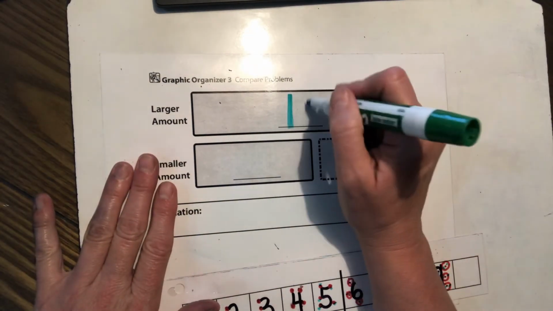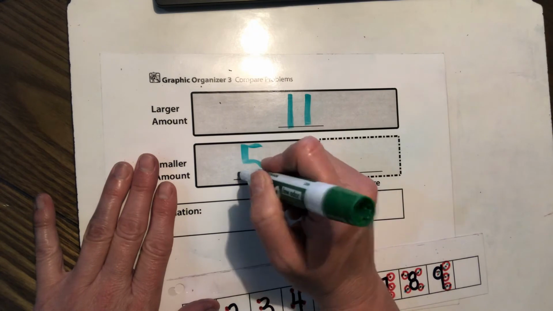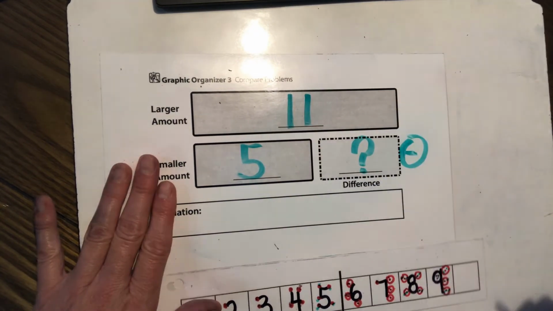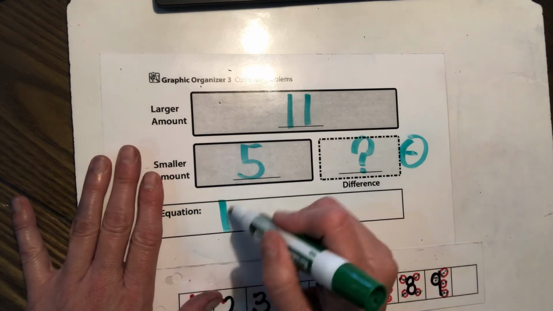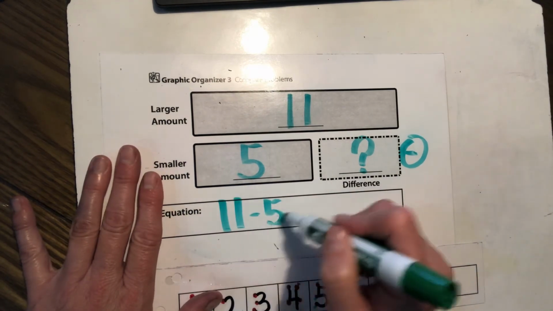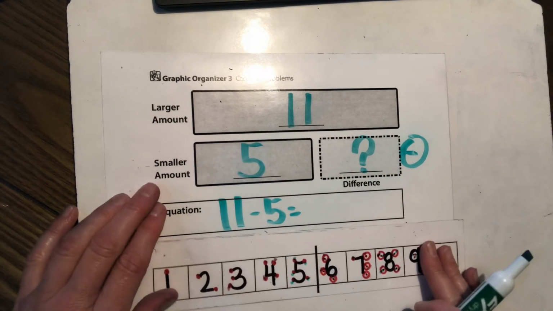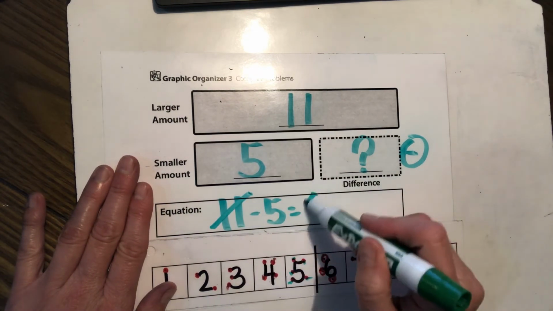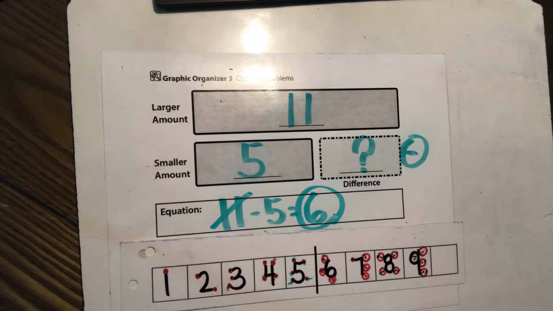We said that 11 was more than 5 and that we are looking for the difference, which means subtract. So large amount minus small amount. Let's do this. 11, 10, 9, 8, 7, 6. Nice job. Whoa.